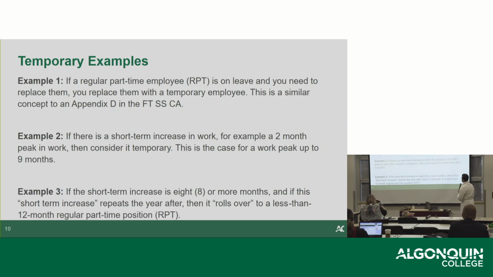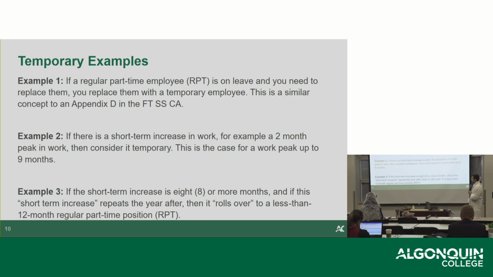So if we're looking at temporary examples, I already talked about the first one. You have an RPT who's on leave and you need to replace them, you replace them with a temporary. Second is if you have a short-term increase in work, 2-month peak in work, you consider it temporary. Again, up to 9 months. So what could happen is you have an increase in workload for 9 months, and then you have another increase in workload the year after for 9 months. That's no longer temporary. Now it's an RPT because it's 9 months and then 9 months. Same thing if you have 8 months contract, temporary, and then the year after you have another 8-month temporary contract. I mean, it's a trend now. You have 2 years. It's an RPT. And that's the last example down there.